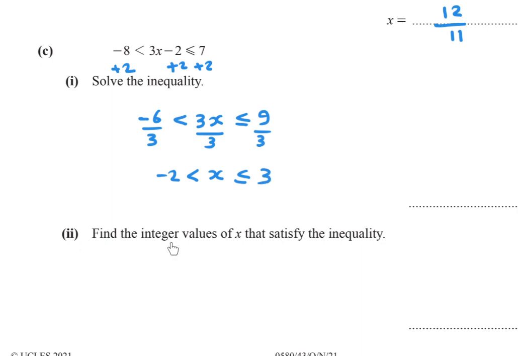Part i, find the integer values of x that satisfy the inequality. The integers are more than negative 2 and less than or equal to 3. So negative 1, 0, 1, 2, and 3.